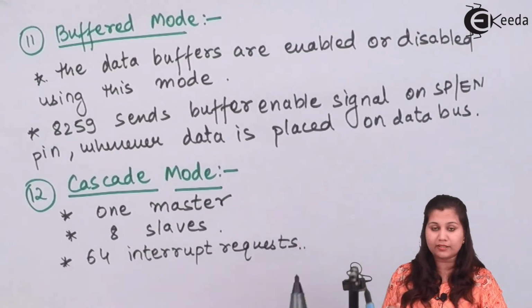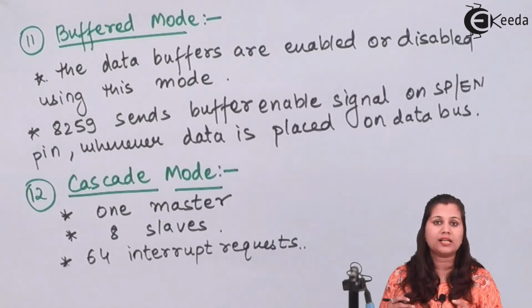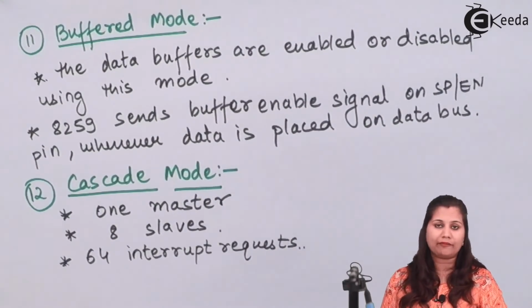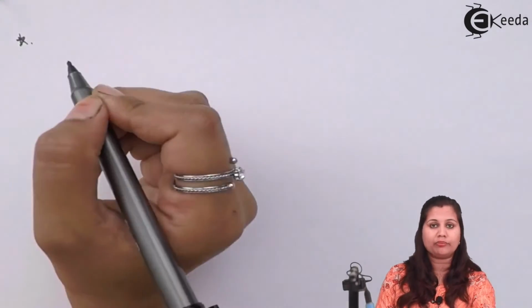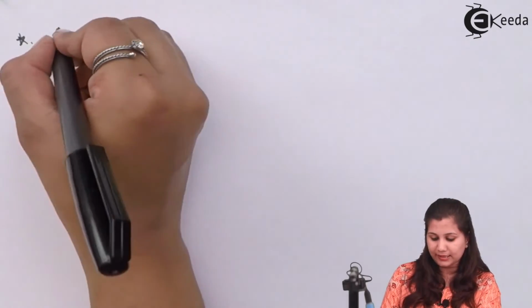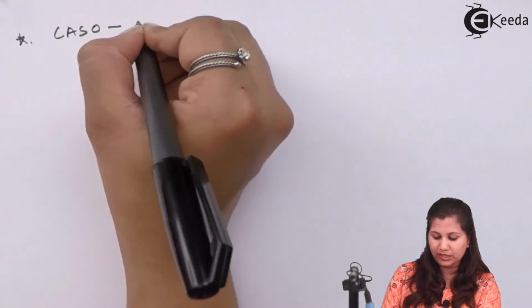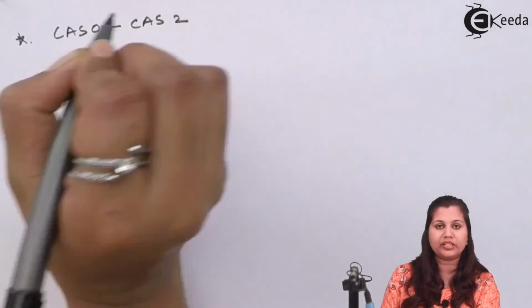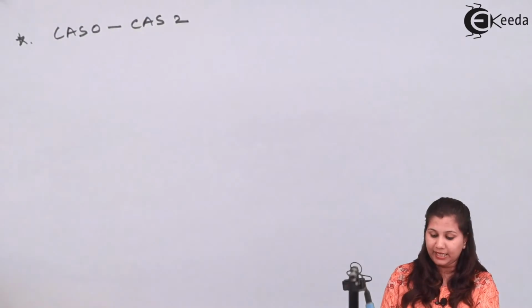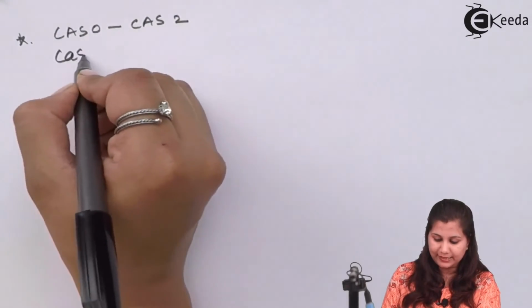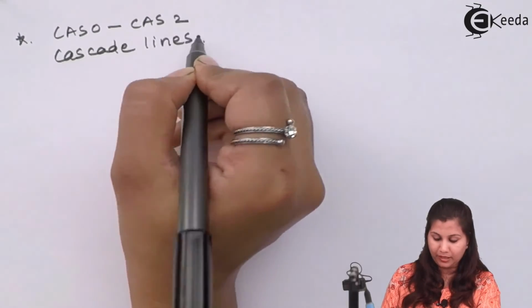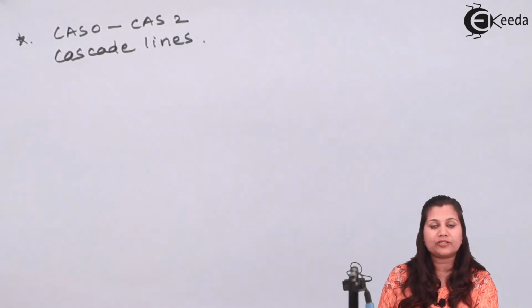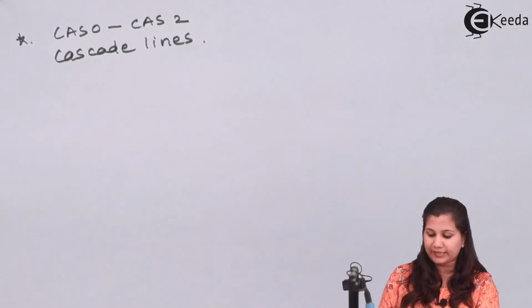For these 64 interrupt requests, the 64 priority levels have to be decided. Now we have 3 lines, CAS0 to CAS2, on the 8259 IC. These lines are known as the cascade lines, and these lines act as the chip select lines for the slave ICs.